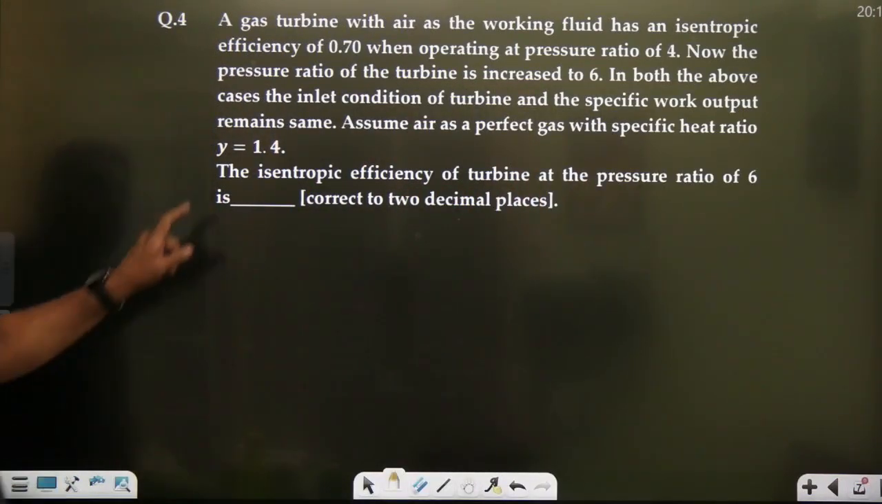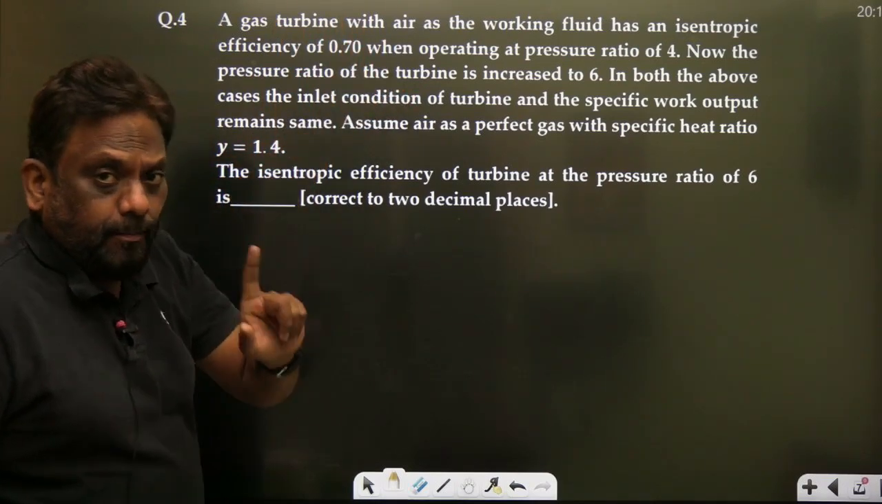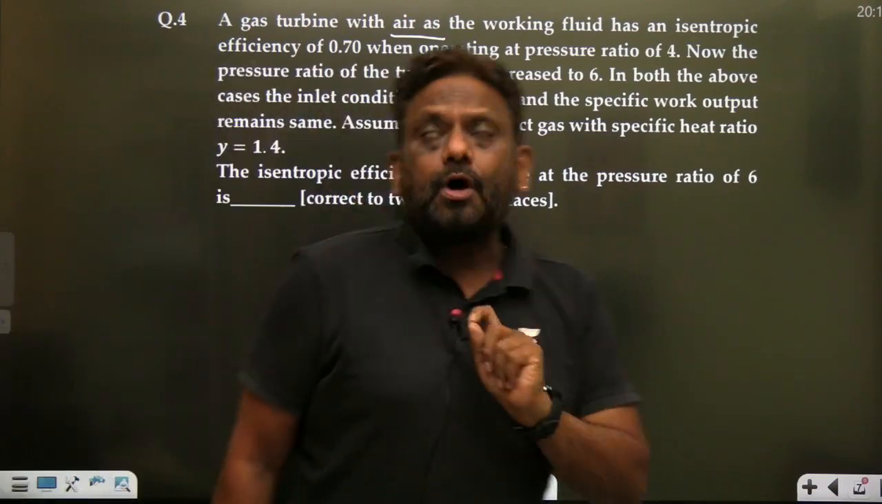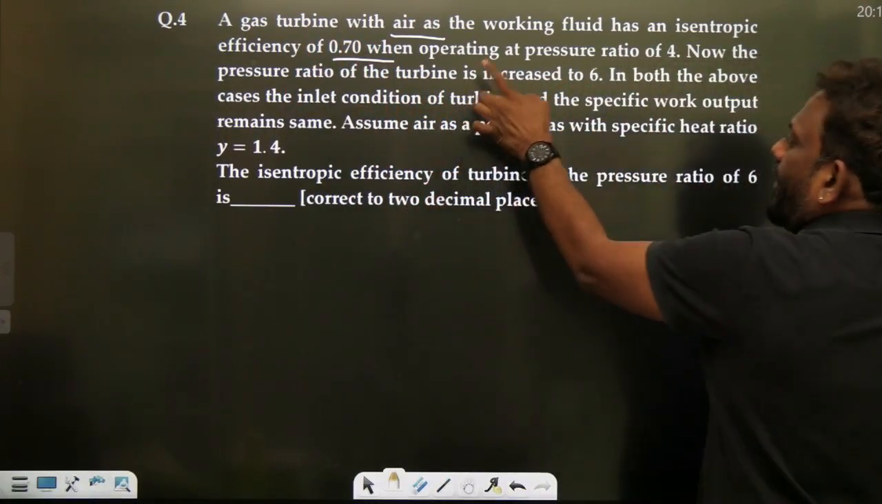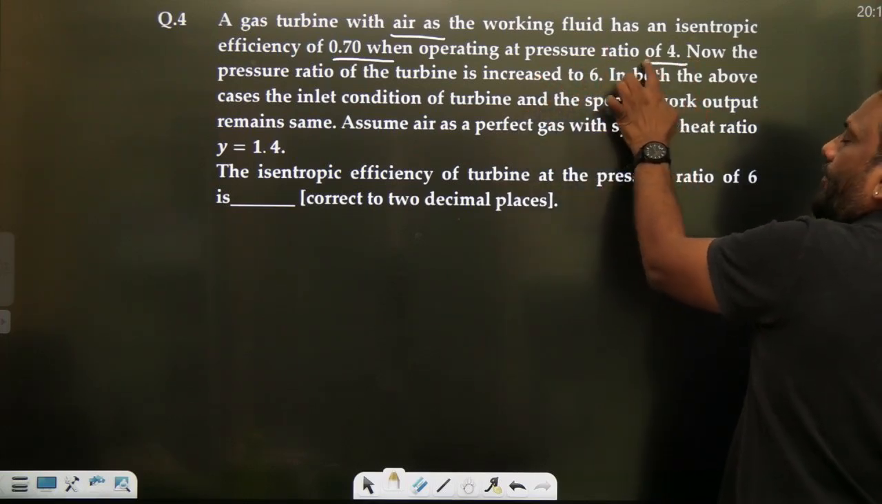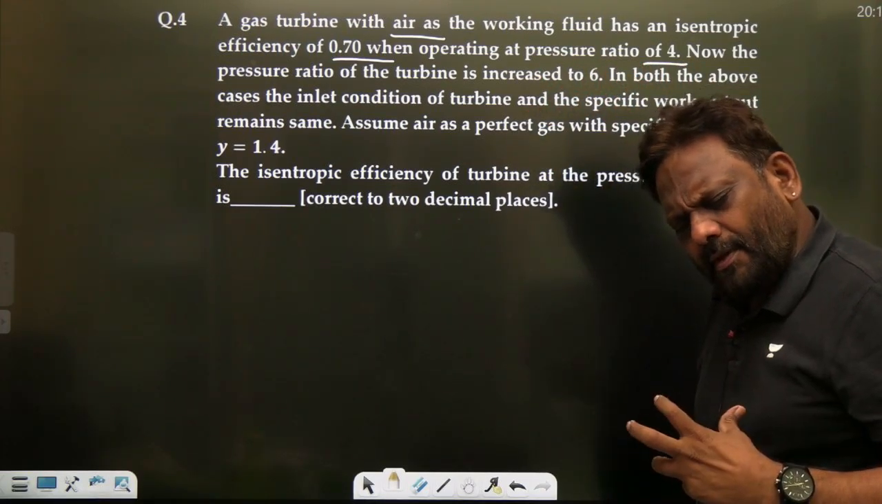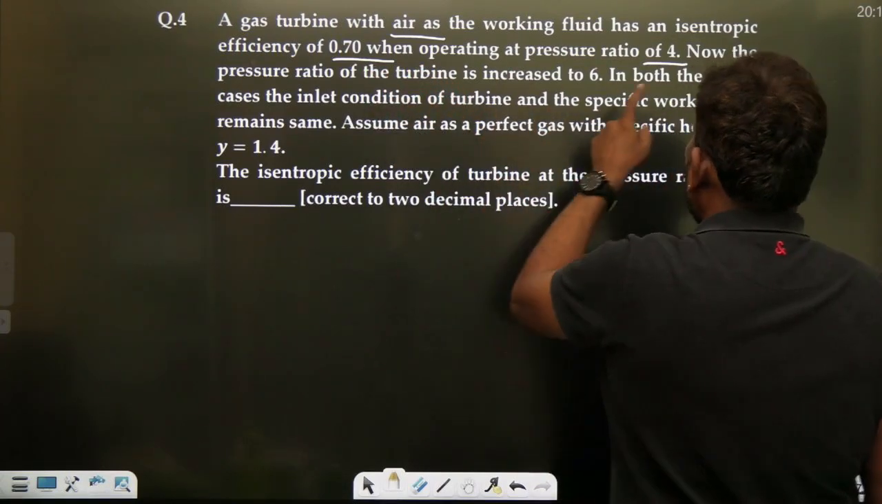Read the question. A gas turbine with air as the working fluid. Please note down that the working fluid is air. It has an isentropic efficiency of 70%, that is 0.7, when operating at a pressure ratio of 4. I repeat, when the pressure ratio is 4, the isentropic efficiency is 70%.